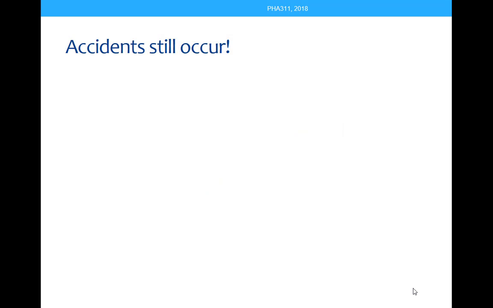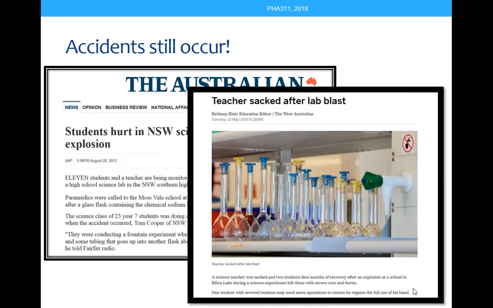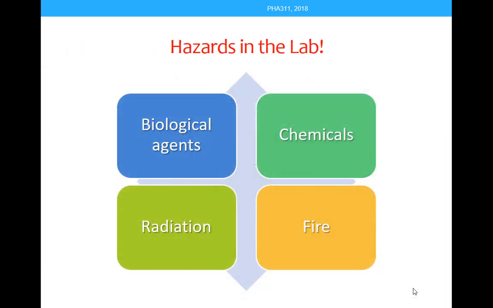But accidents do occur despite all these safety measures. So we have to be very careful when working in such an environment where you are surrounded by so many different types of hazards. Just some examples. And if it happens in a university, the teachers are fired. So you have to be careful. Now, these hazards can be broadly divided into 4 groups.